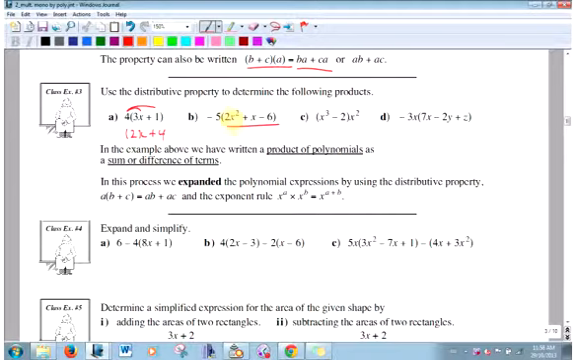Negative 5 times 2x squared is negative 10x squared. Negative 5 times x, minus 5x. Negative 5 times negative 6. What's a negative times a negative? Positive 30. Okay? I still have a trinomial, it's just a bigger one, because I multiplied that monomial to everything in there. Monomial times a binomial. Okay?